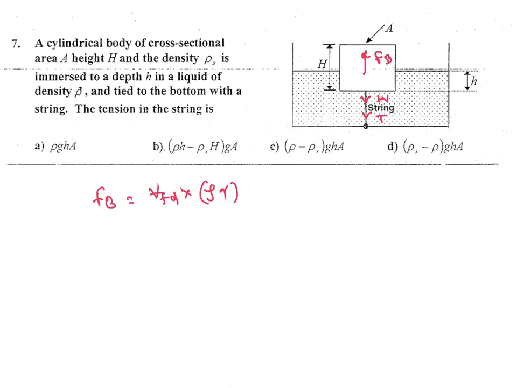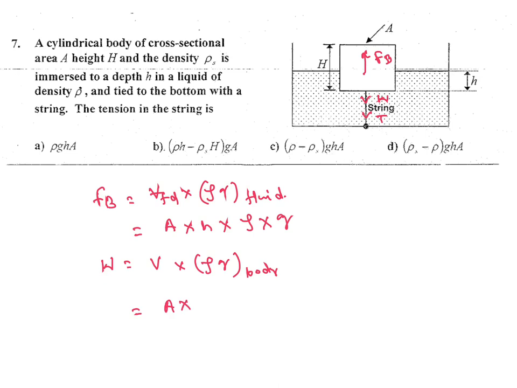So area into small h into rho into g. Then W we have to calculate. Weight of the cylindrical body is volume into rho g of body. Here it's the fluid, the immersed fluid. Volume is area into capital H, into density of body rho s, into g. So if buoyancy force equals W plus T, from here we will calculate T equal to force of buoyancy minus weight of the body.